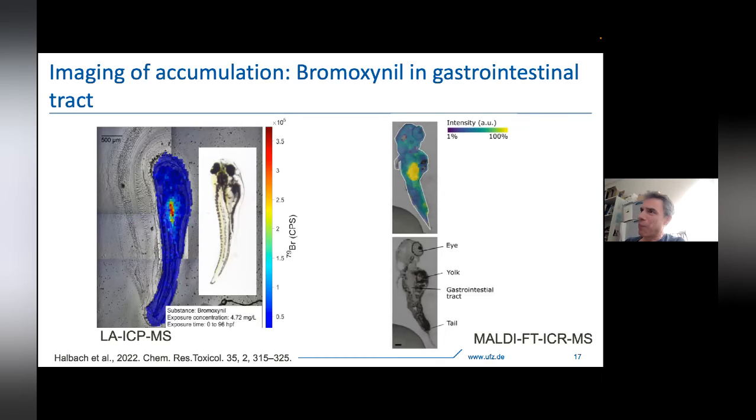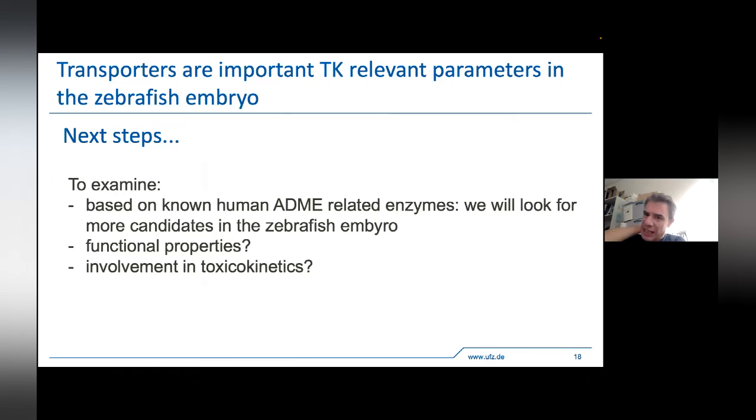So, basically the take-home messages: transporters are important, toxicokinetic relevant parameters in the zebrafish embryo, and we want right now to look at more ADME related enzymes. So we go to human and look which pharmacokinetic enzymes we find, and look for more candidates in the zebrafish. Are they expressed? What are the functional properties? And how are they involved in toxicokinetics?